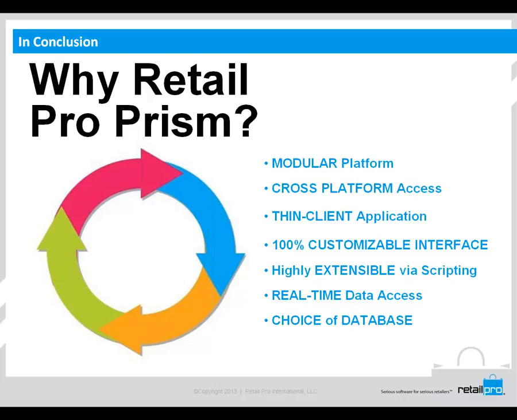Again, we've got real-time data access, so using the subscriber system, different Retail Pro systems will be subscribing, and you'll have data much faster than with the old polling system. And then lastly, with Prism, you choose what database to use. It's got built-in support for the RP9 embedded Oracle database, Microsoft SQL Server, and MySQL. Or you can create an interface to have Prism work with your own proprietary database.